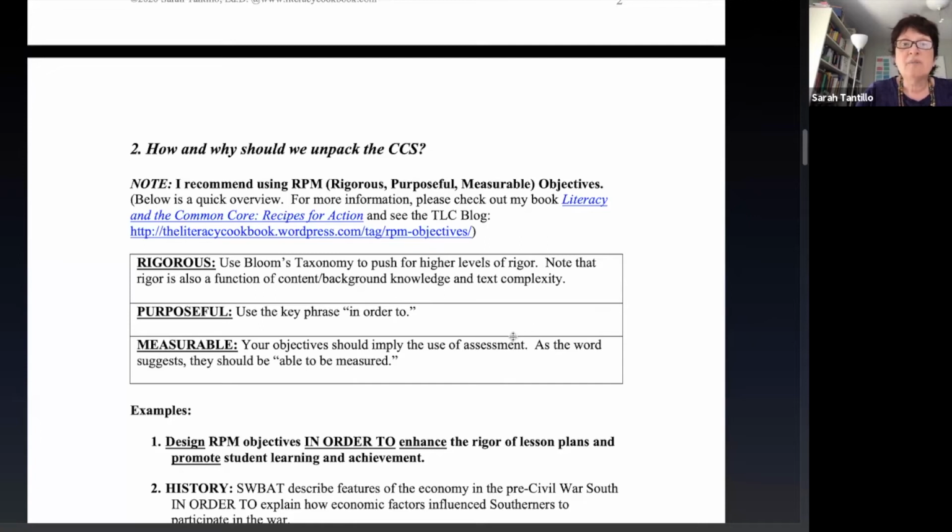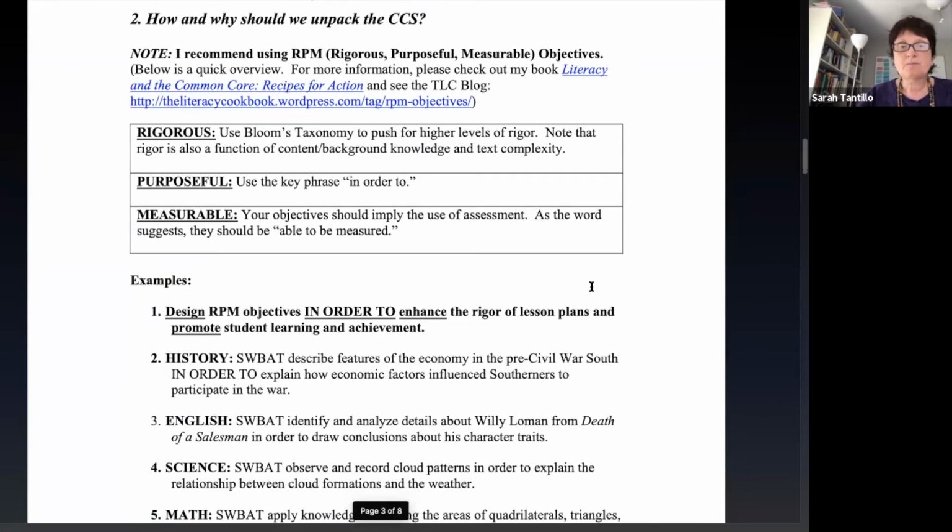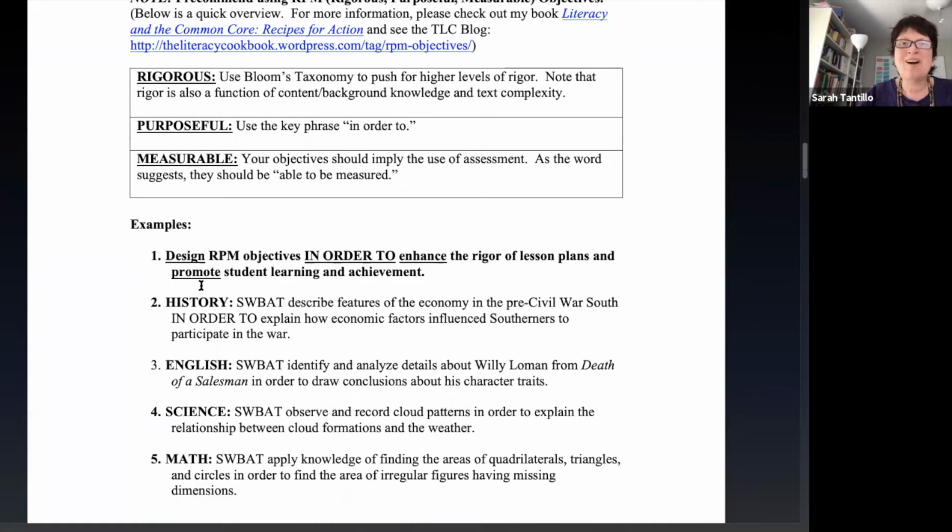But essentially, when you're designing objectives, in order to ensure that you're really infusing your lessons with a clear sense of purpose, that you include not only rigorous verbs, but also this phrase in order to, and some aspect of measurability. It doesn't have to say in order to take a quiz, but there should be some ability to be measured. So for example, when I do the workshop on how to design RPM objectives, this bolded one is my objective for that workshop.